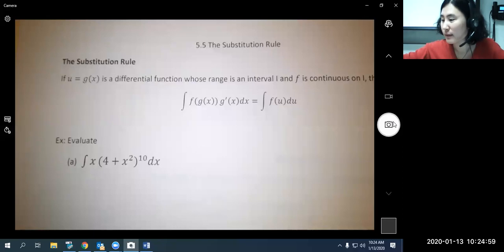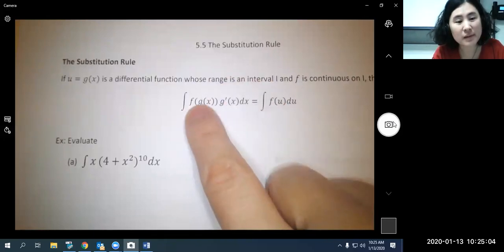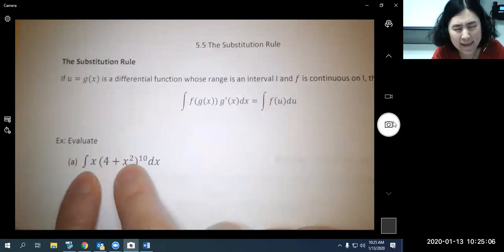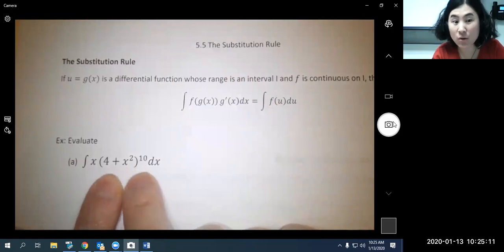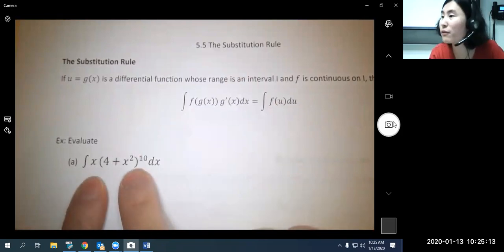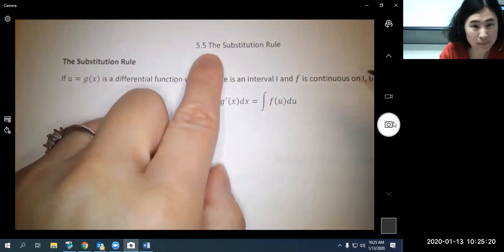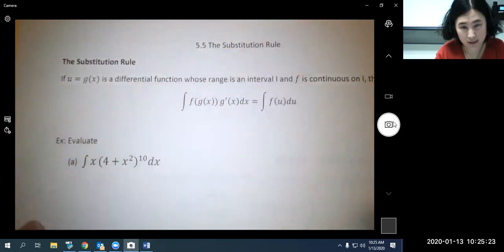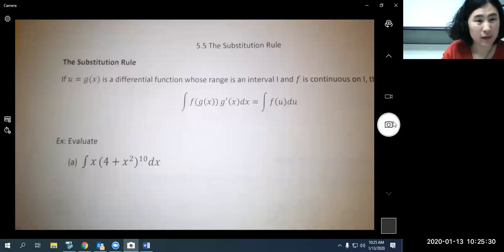This is a technique section for us to do what? Some integrals with a little bit more complicated functions. How to do integrals of complicated functions if we do not have a formula to use directly. This is section 5.5, the substitution rule. This is the set of notes I'm using for this section. We have the rule directly here.